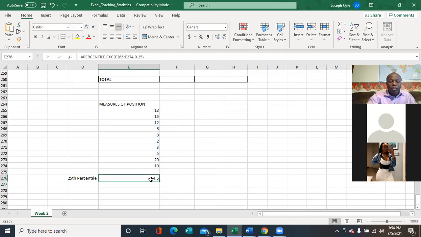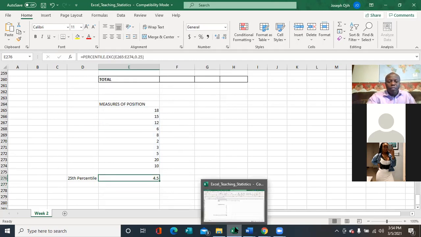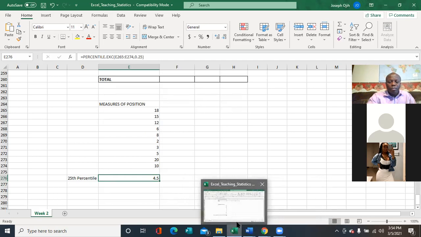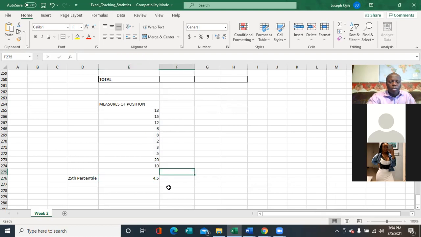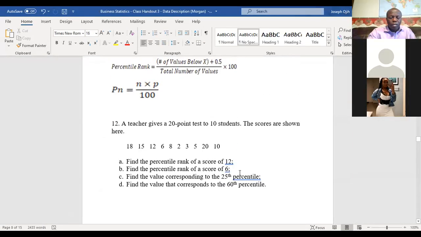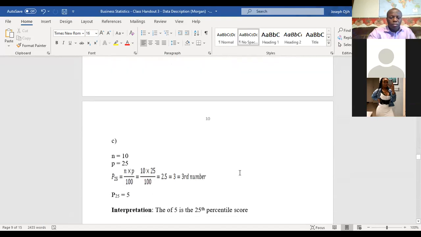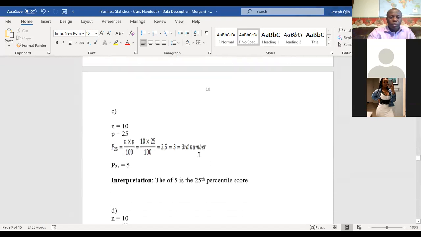4.5. Maybe I entered the wrong thing. What answer do we have for the other one we have in the paper in our workbook? We have an answer as the 25th percentile, the third number, which is 5. To give us 5, it gives us 4.5. Let me see why. Did I make any mistake when I was typing the numbers in?